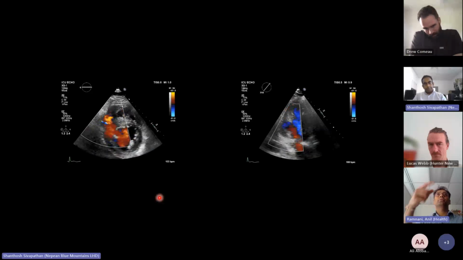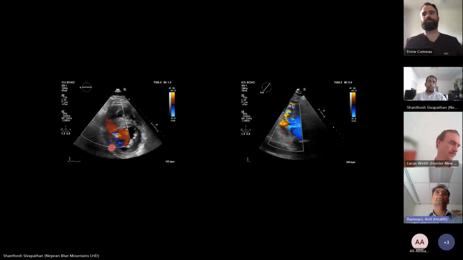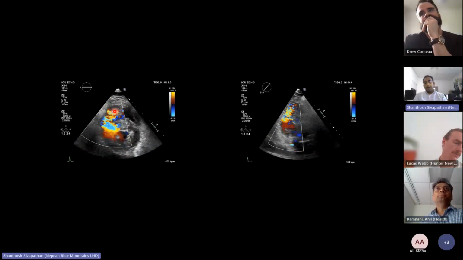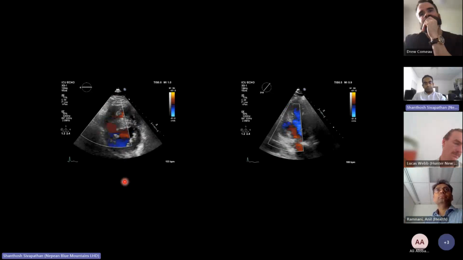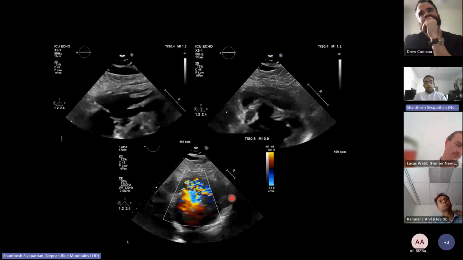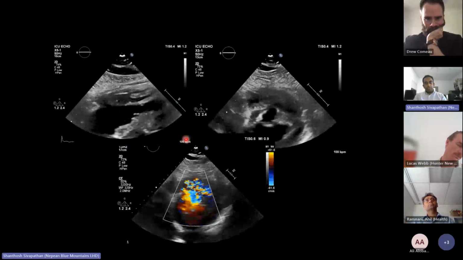Is that correct? Right. So if it is towards the probe, it's going towards the right atrium, right ventricle. That's correct, because the right atrium is just there. Remember, blue away, red towards, or Bart Simpson, if that helps you to remember. So you obviously have to have another look and have a closer look.